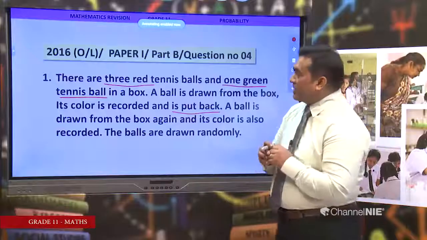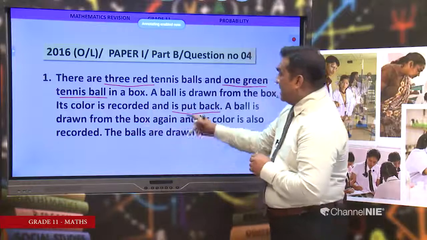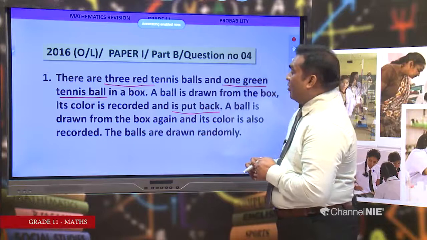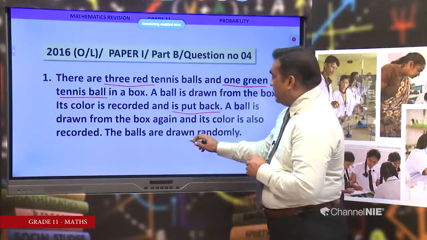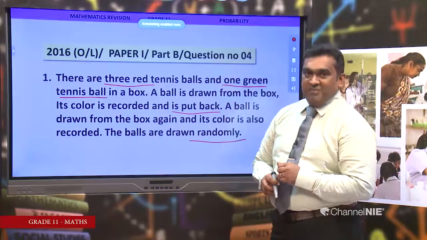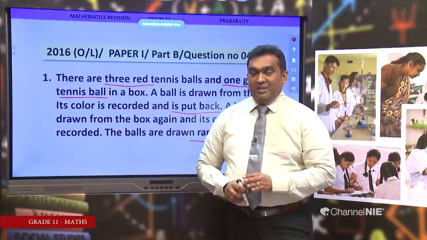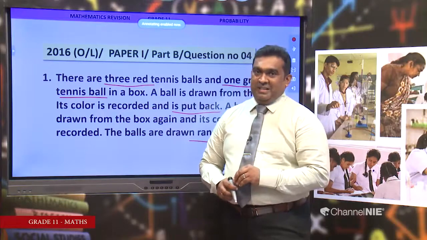A ball is drawn from the box again and its color is also recorded. The balls are drawn randomly. This is a random experiment. You know what the properties of a random experiment are.